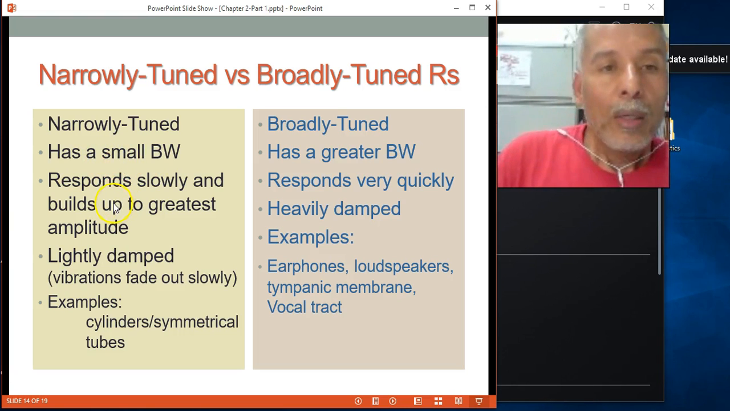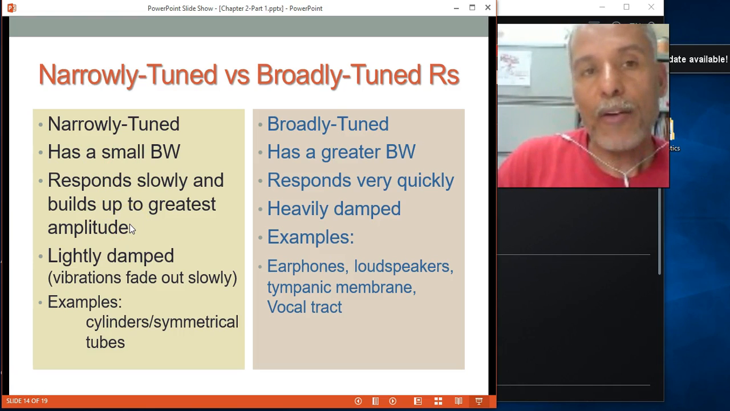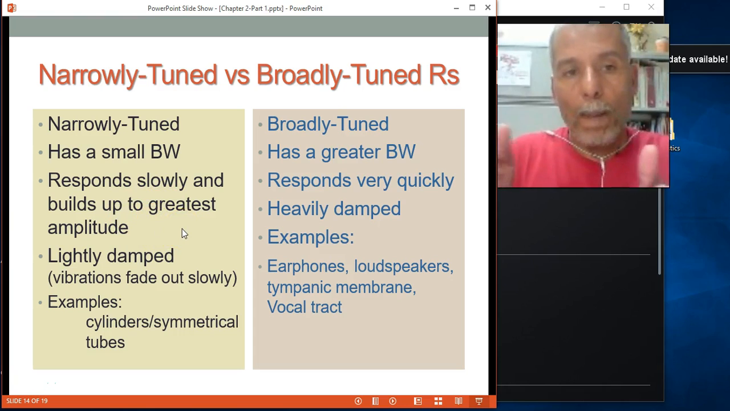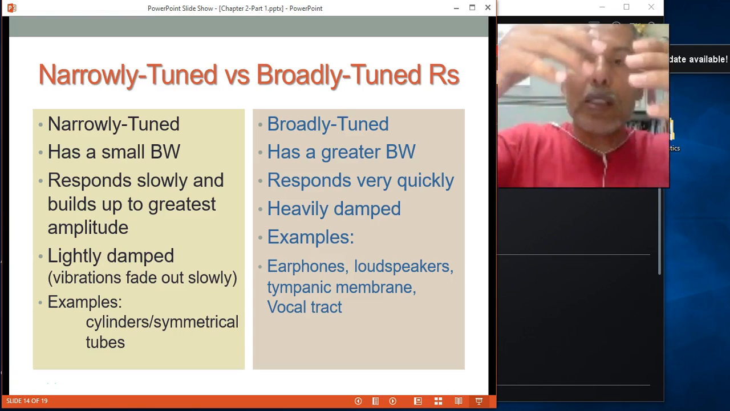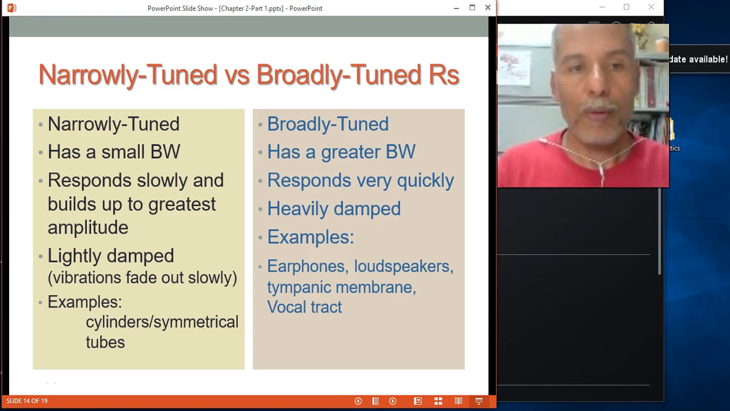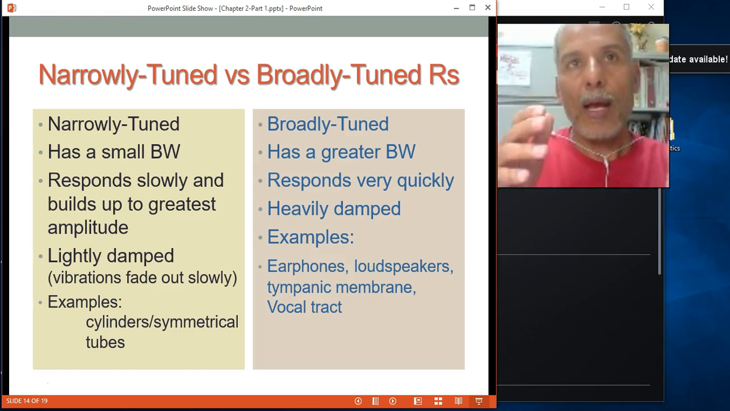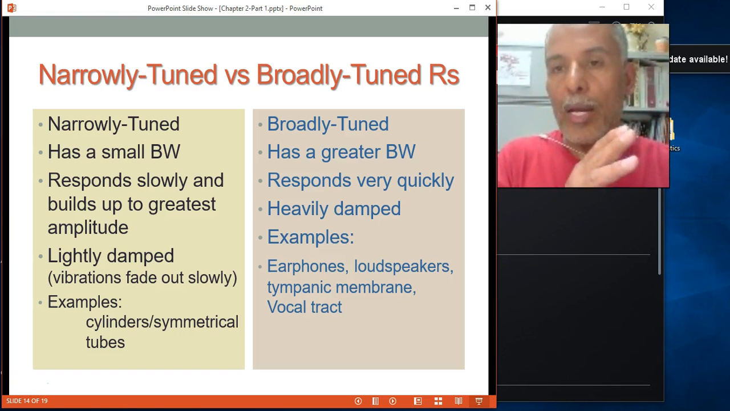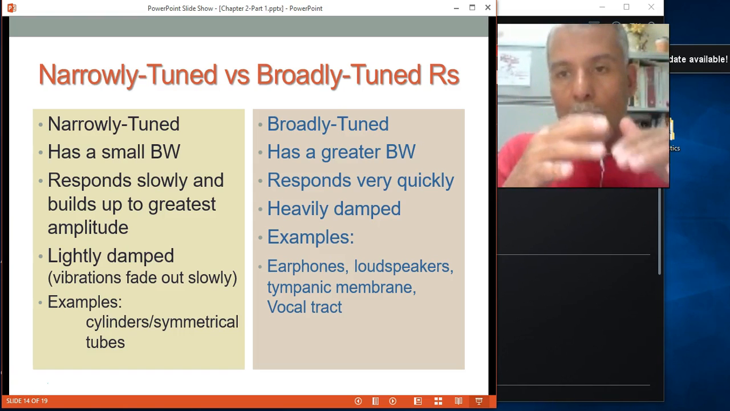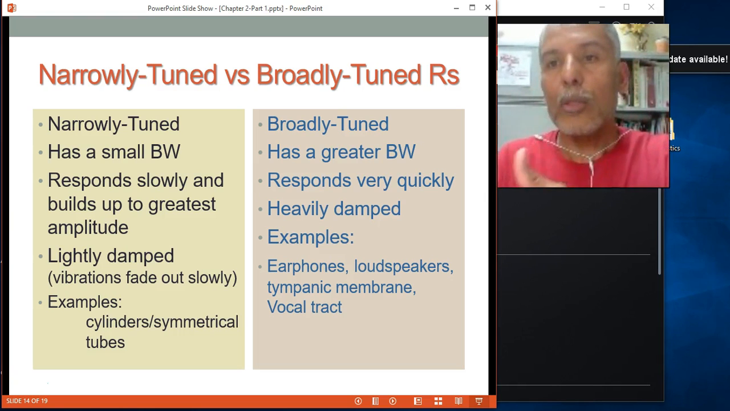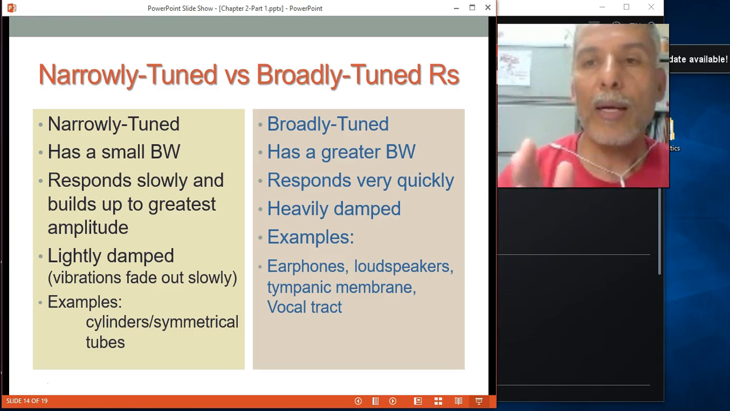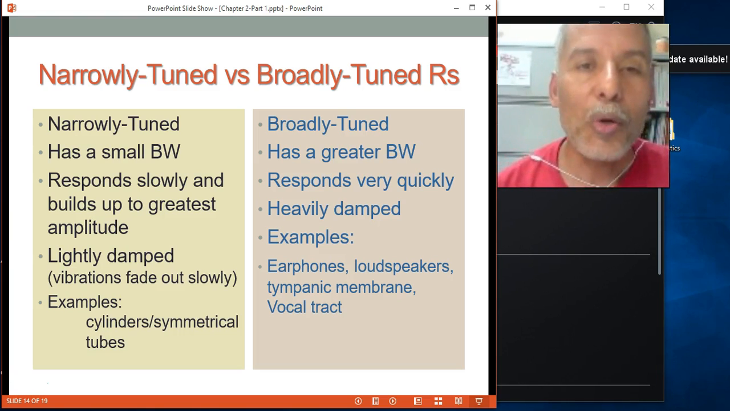A narrowly tuned resonator is going to warm up. It will respond slow, slow, slow, slow, and then it rises, builds up to a greater amplitude. And then as the sound goes away and you stop the sound, it's going to die down slowly. In other words, it gives you echoes.